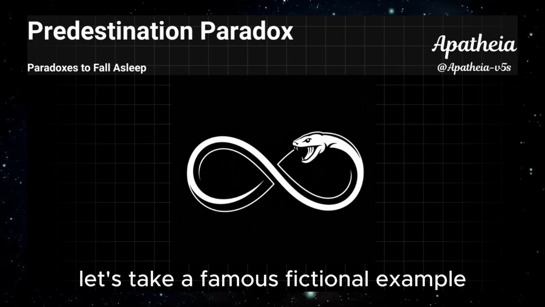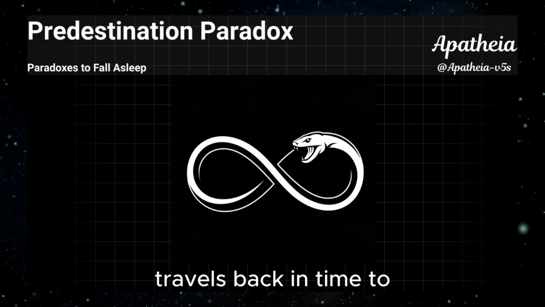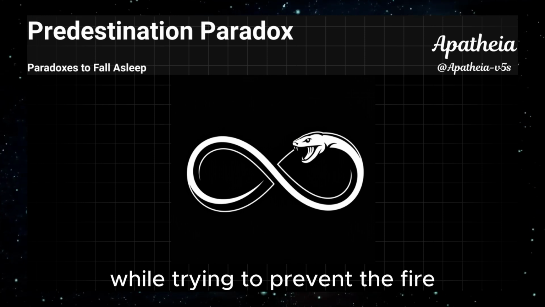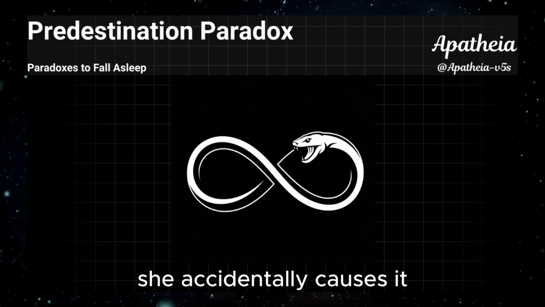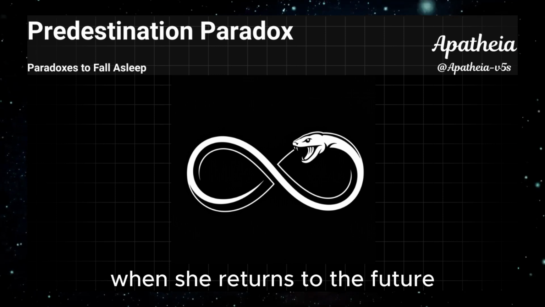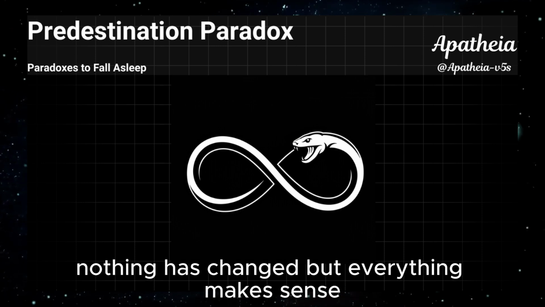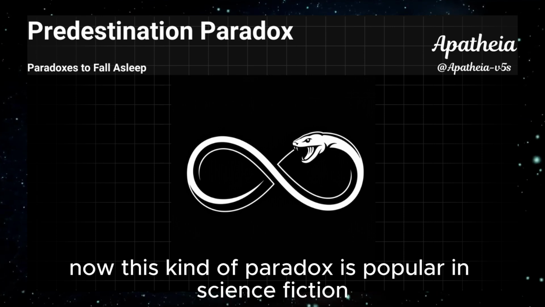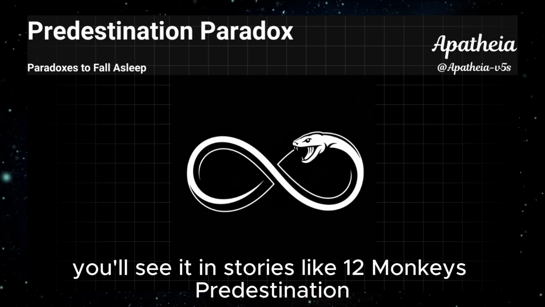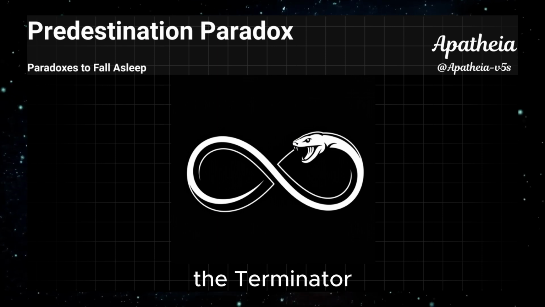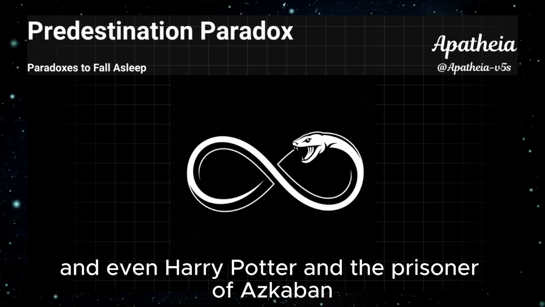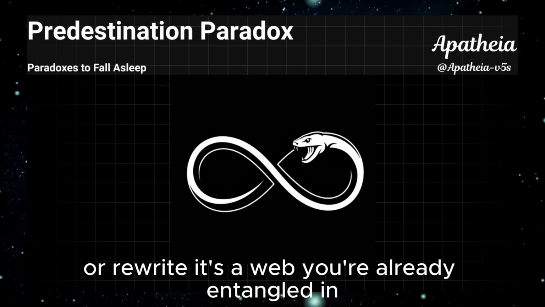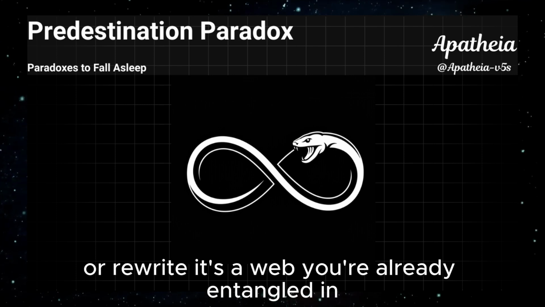Let's take a famous fictional example. Imagine a firefighter travels back in time to investigate the cause of a mysterious blaze that destroyed a historic building. While trying to prevent the fire, she accidentally causes it. Her attempt to stop it ensures it happens. When she returns to the future, nothing has changed. But everything makes sense now. This kind of paradox is popular in science fiction. You'll see it in stories like 12 Monkeys, Predestination, The Terminator, and even Harry Potter and the Prisoner of Azkaban. Each explores the unsettling idea that time isn't a thing you can escape or rewrite. It's a web you're already entangled in.